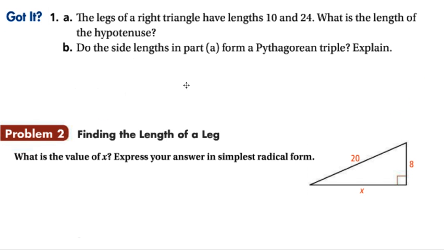All right, here's one for you to try. The legs of a right triangle have lengths 10 and 24. What's the length of the hypotenuse? And do those form a Pythagorean triple? Go ahead and pause the video and work on that one, and I'll give you the solution when you come back.